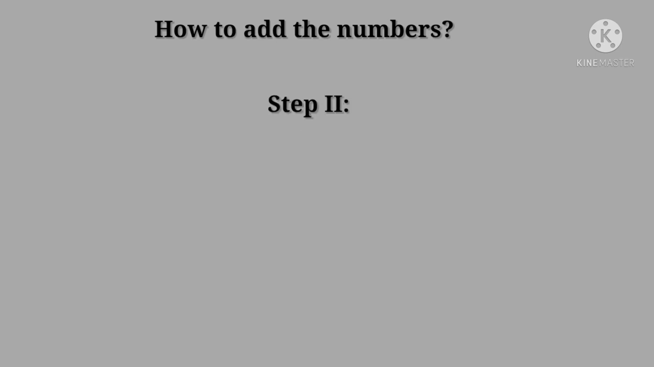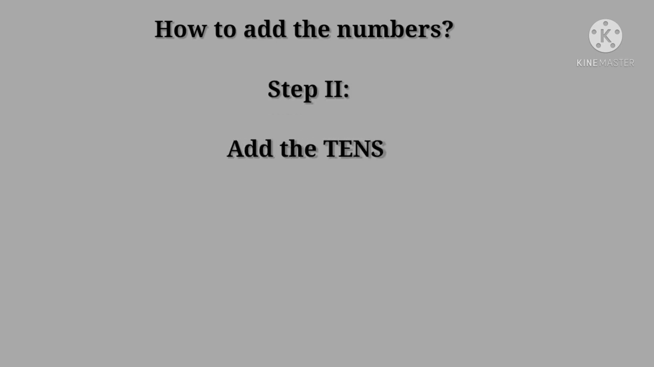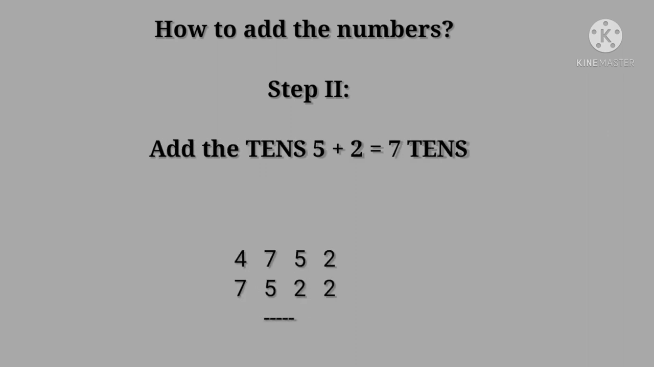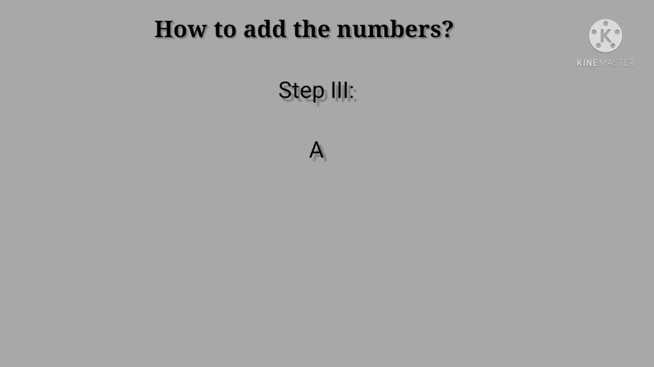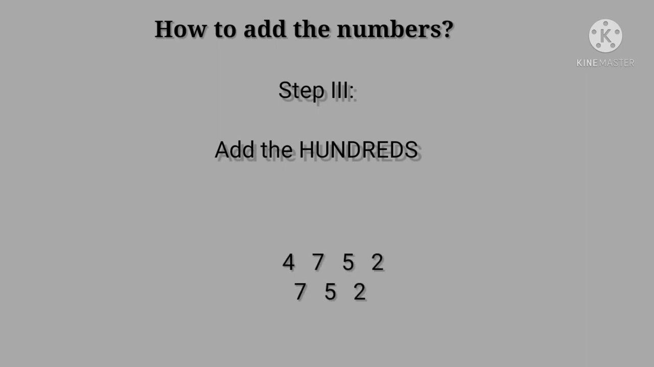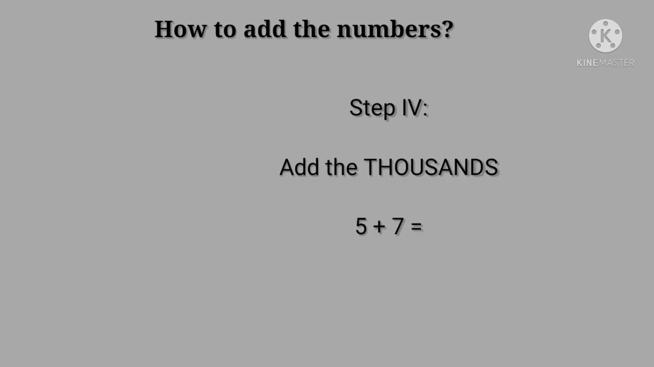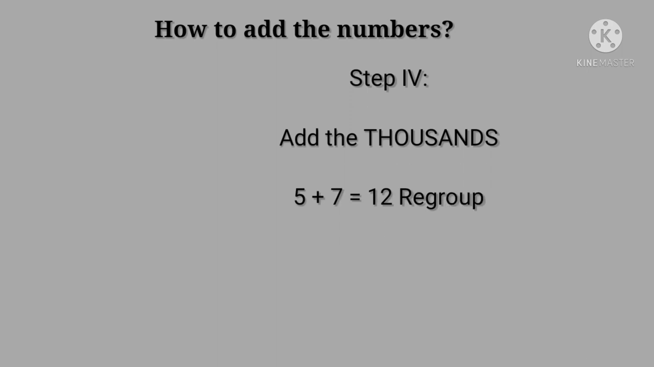In step 2, add the tens. 5 plus 2 here, 7 tens. So here 5 plus 2, 7. Step 3, add the hundreds. So here we have to add the hundreds, 7 plus 5, 12, and carry 1. In the fourth step, we have to add the thousands, 5 plus 7 here, 12.